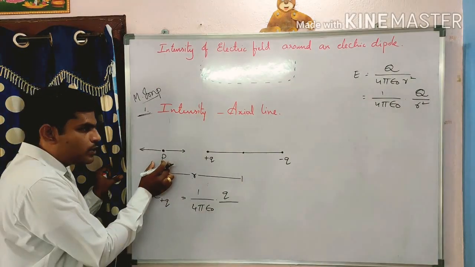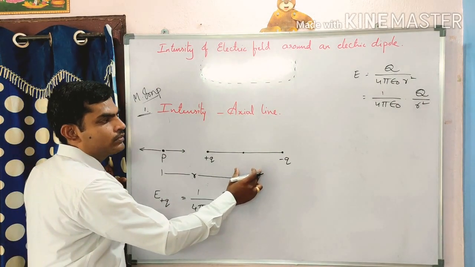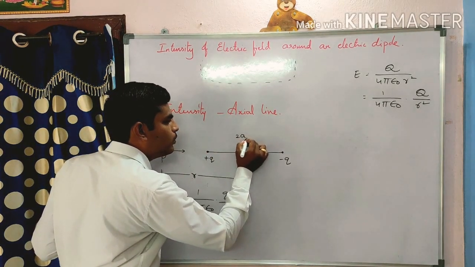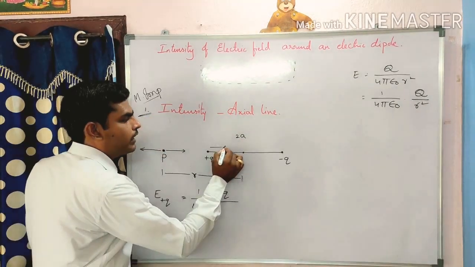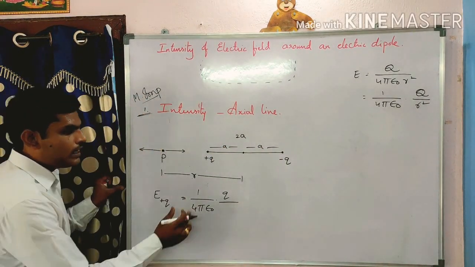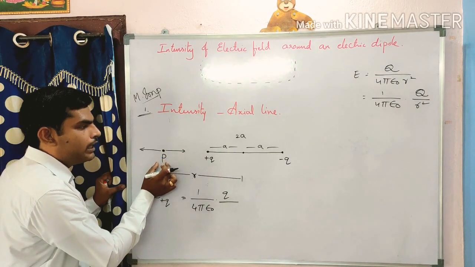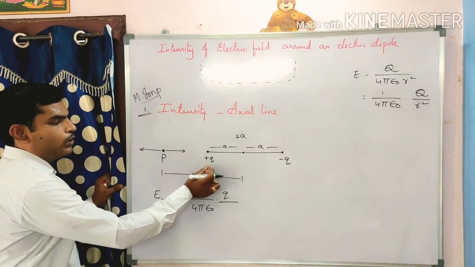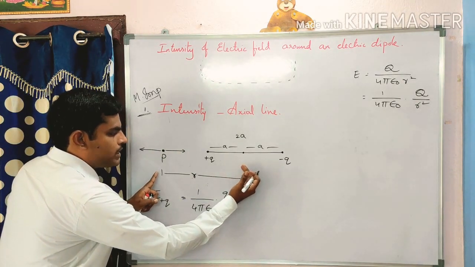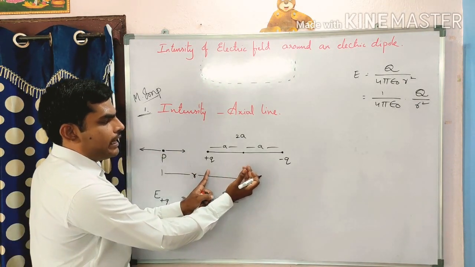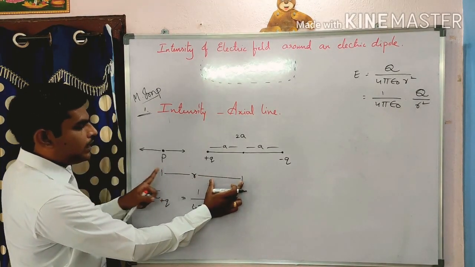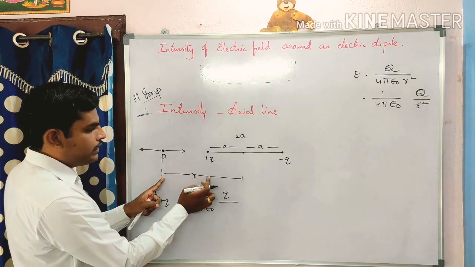What is the distance of this point P from here? One point I missed here. Let us suppose the length of the dipole is 2a. So from here to here it is a and from here to here it is a. So what is the distance of this point P from Q? How far is P from Q? This total distance is r. From this r distance you subtract this a distance. From here to here it is a. So if you subtract a from r, then you will get this distance.